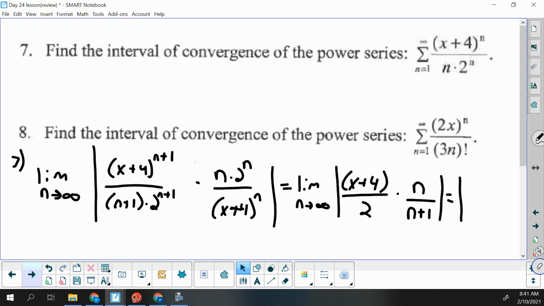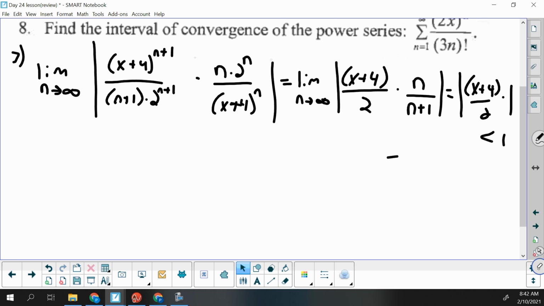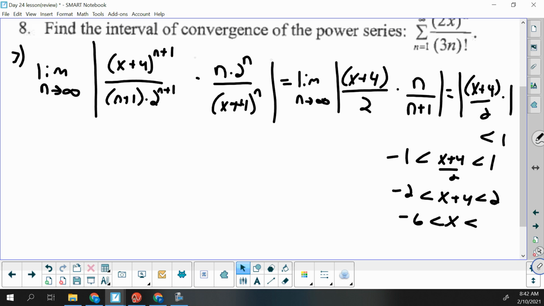So this is just equal to the absolute value of x plus 4 over 2 times 1, which we want to stay less than 1. So let's set it up without the absolute value. We'll have negative 1 is less than x plus 4 over 2 is less than 1. If we multiply the 2's, we'll get negative 2 less than x plus 4 less than 2. And subtract the 4's over, we'll get negative 6 less than x less than negative 2. So that's our initial interval of convergence. But we always then have to check the endpoints.